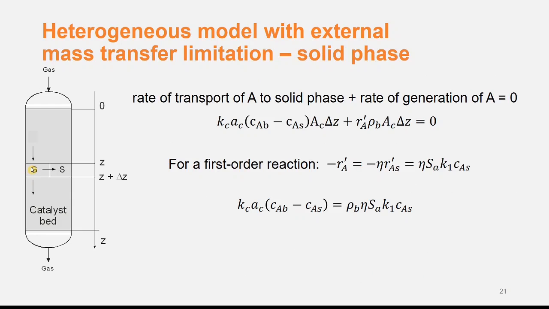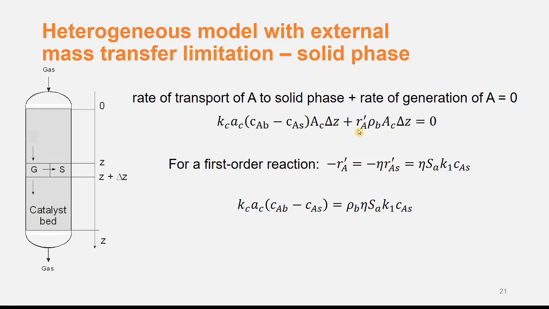For the material balance of A in the solid phase, there is no flow of A in the axial direction. There is only transport of A from the bulk gas phase to the solid surface. So we write the rate of transport of A to the solid phase plus the rate of generation of A equal to 0, because we assumed steady state. So we are saying that the rate of transport of A to the solid phase from the gas phase is equal to the rate of consumption of A.